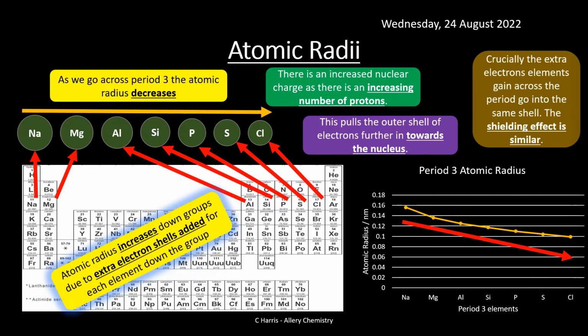Atomic radius increases down groups because you've got that extra shell of electrons that's been added. But in this case, we're really looking at the period side of it, and that's quite important. Make sure you can describe that. If they ask you in the exam about atomic radius, it's the increase in number of protons and similar shielding. There's no extra shells being added as we go across the period.